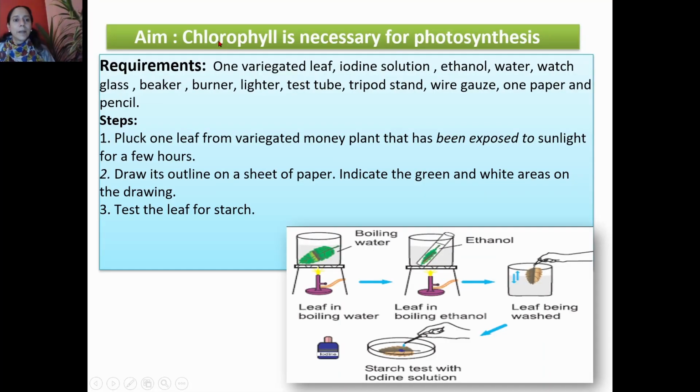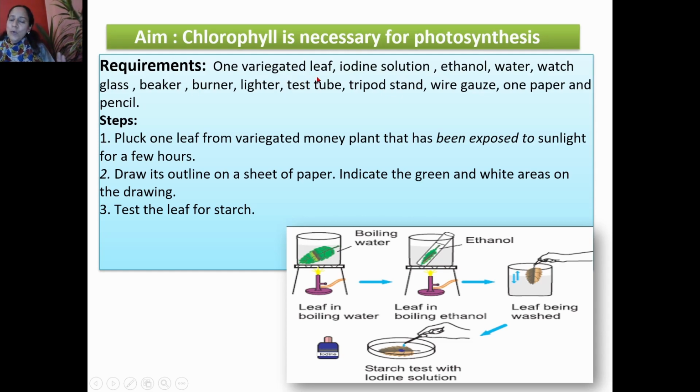Very interesting. So let's explore it together. So viewers, now we are going to explore one very interesting thing: which part of the leaf, green, non-green, both, or only green, is necessary for photosynthesis. And our aim is to verify that chlorophyll is necessary for photosynthesis.